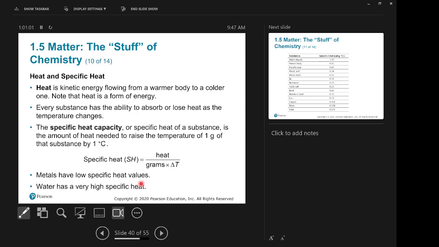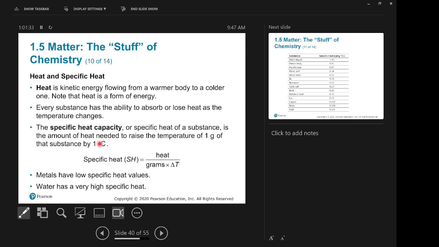So every substance has the ability to absorb or lose heat as the temperature changes. It's going to change how fast that heat can transfer. You may have noticed, for example, that a piece of metal transfers heat a lot faster than a rag, right? So when you lift a pan, ouch, hot, the handle's hot, right? You take a rag on that same pan, not as hot, is it? Because the transfer of heat is slower. This is actually specific heat capacity, or specific heat, of a substance.